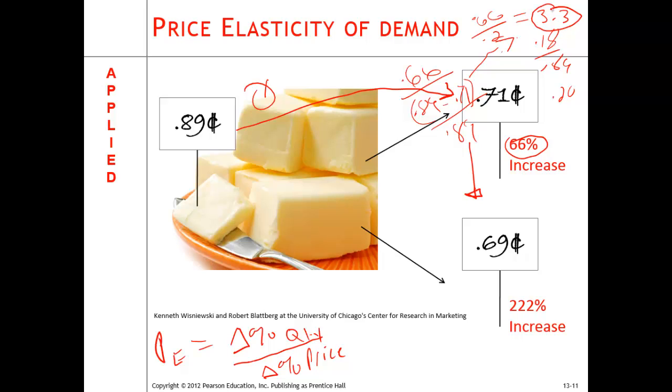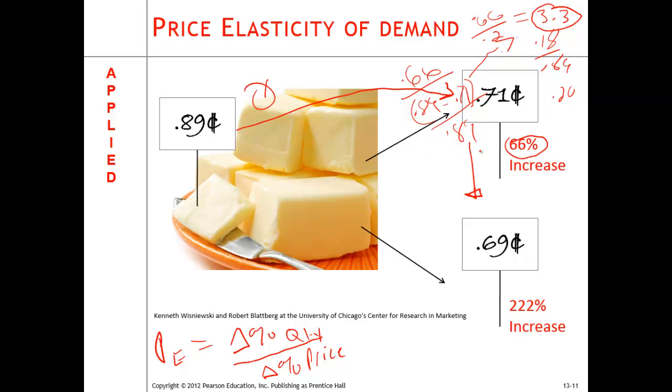Any answer in absolute terms that is greater than 1 will yield a product that is price elastic, and changes in price will dramatically affect demand. Luxuries tend to be elastic. In this instance, I don't know if margarine can be considered a luxury, but it is an elastic product.